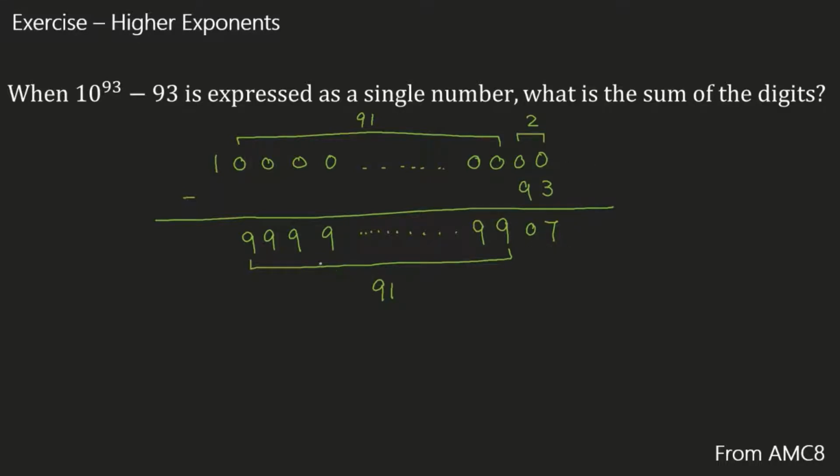And now we're going to sum up all the digits. So we have 91 nines plus a 0 plus a 7. That gives us 81 9 plus a 7. And the end result is 826.